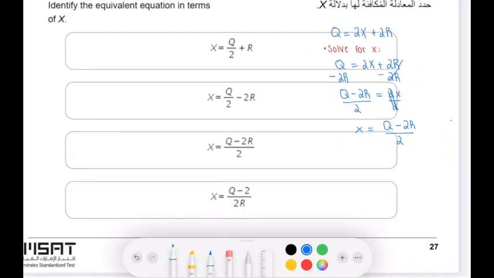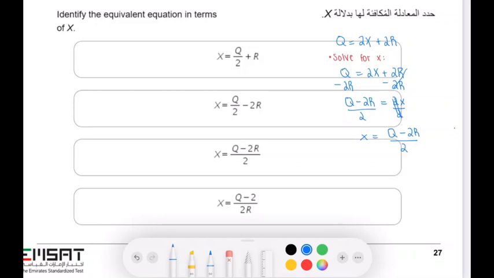Let's see which is the right answer. It's not the first, it's not the second. Is it the third? Yes, it's the third. So the third is the right answer.